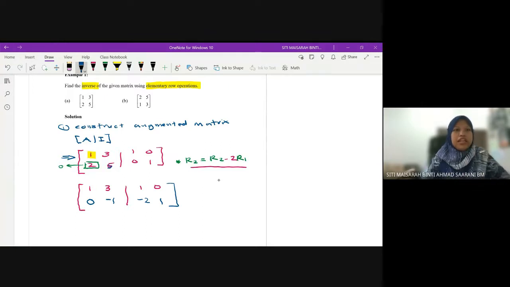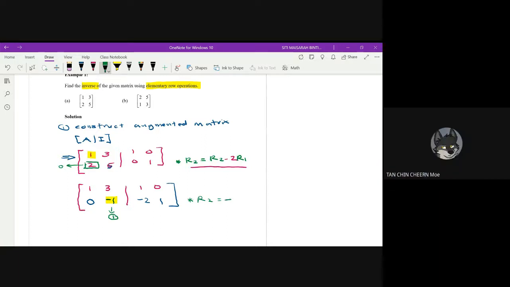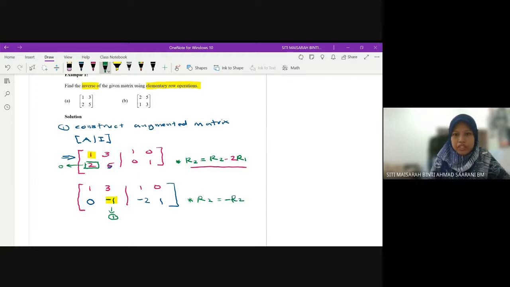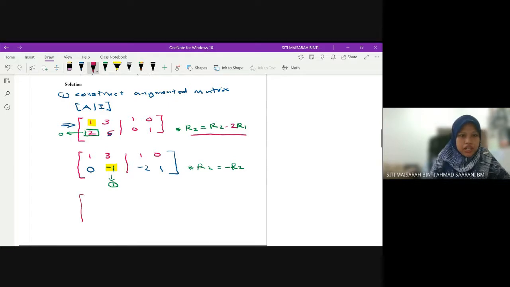And then next, we want to obtain this part. This is supposed to be 1. Since this is negative 1, to make it 1, the easiest is to multiply row 2 by what to get 1? Negative 1. So we can multiply by negative 1, so it becomes negative R2. So R2 is 0, 1, 2, negative 1. R1 is still the same, so just copy: 1, 3, 1, 0.